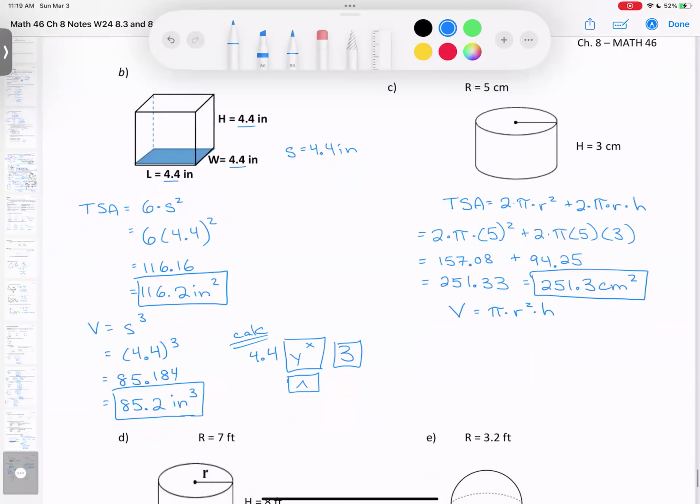Okay, and now volume, I'm going to have pi times r, which is 5 squared, times h, which is 3. So on your calculator, I do pi times, and then 5 squared button, times 3. And so that gives me 235.6. Well, if I round to the nearest tenth, it would be 235.6, and that is in centimeters cubed.